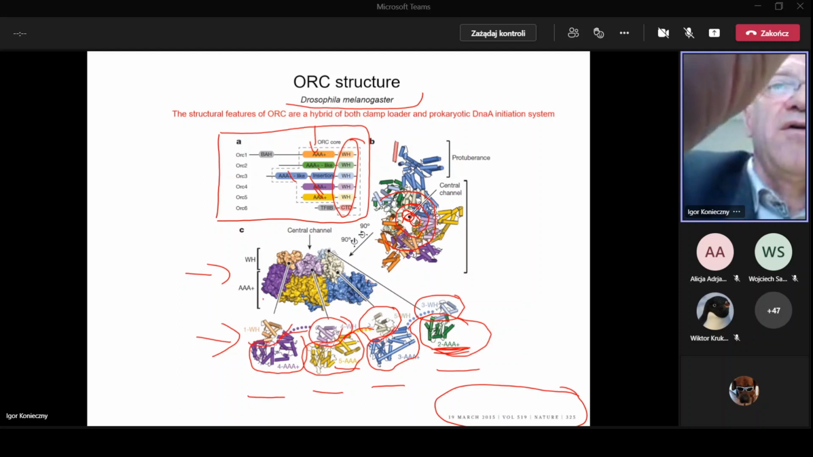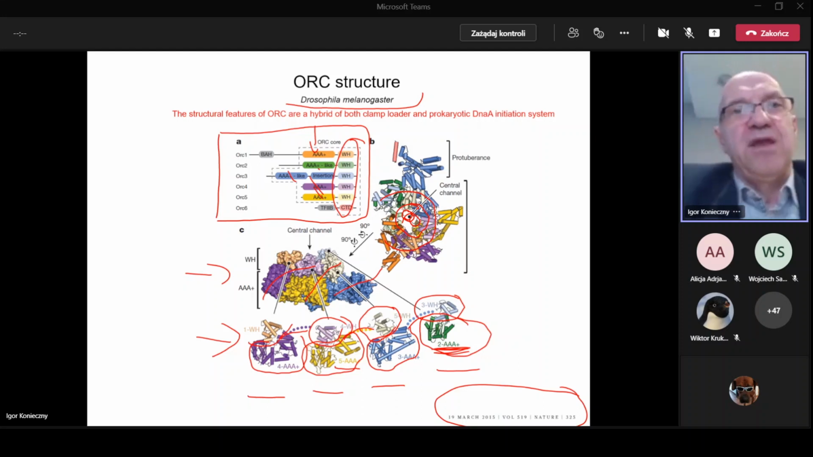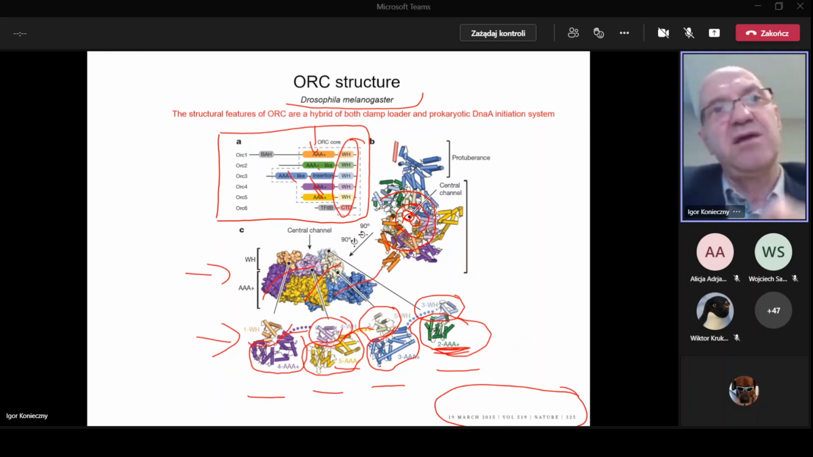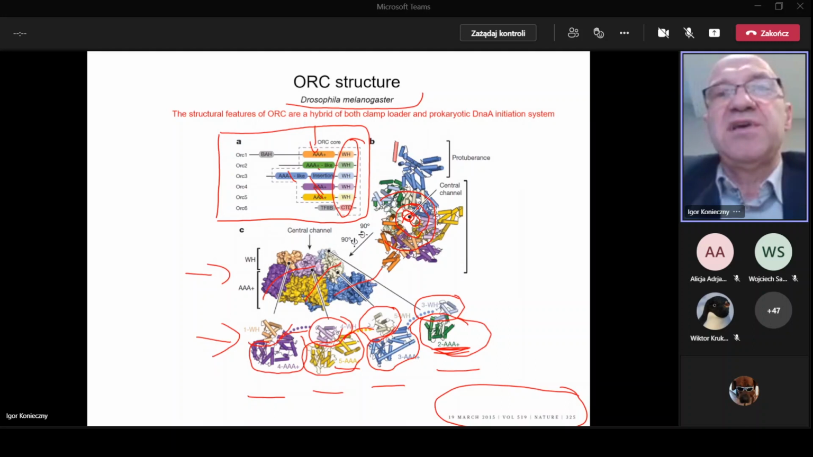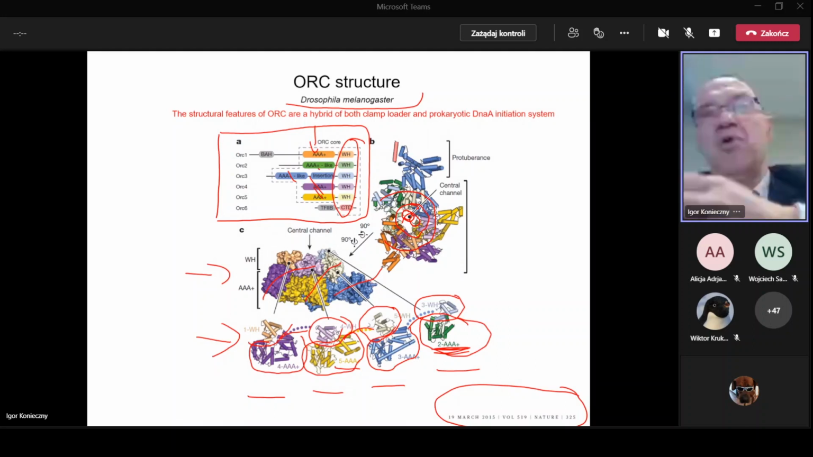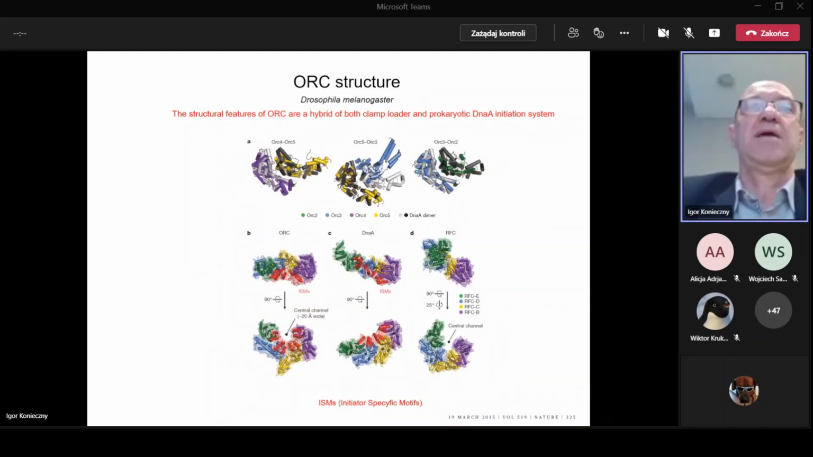So this is one protein, this is one protein, and then there is another protein. So it's like domain sharing. One protein gives a hand to the other protein. ORC4 gives the hand, so the hand is the winged helix domain, to ORC5, and ORC5 gives a hand to ORC3, and ORC3 gives a hand, the winged helix domain, to ORC2, and then this constitutes the structure.